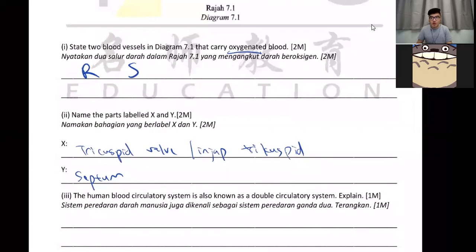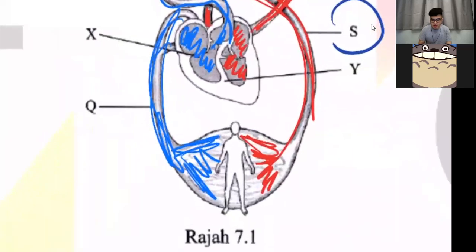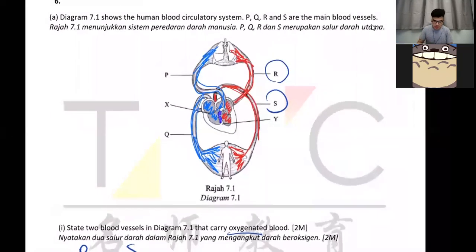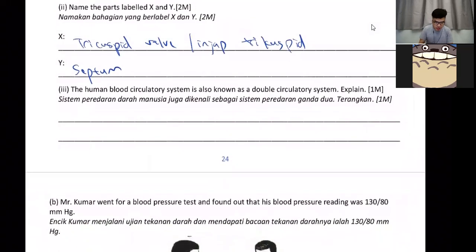Because you see, do you know there's a condition called a hole in the heart? Okay, jantung berlubang. When you have jantung berlubang, it means there's a hole here. Okay, there are a few holes here. That means your oxygenated and deoxygenated blood will mix. So your heart becomes less efficient. So you need to go for surgery and fix these holes so that you can have a normal heart. Okay, it doesn't mean you will die, it's just that you get tired very easily. So number 3, the human blood circulatory system is also known as double circulatory system. Explain. Okay, so the blood passes through the heart twice.